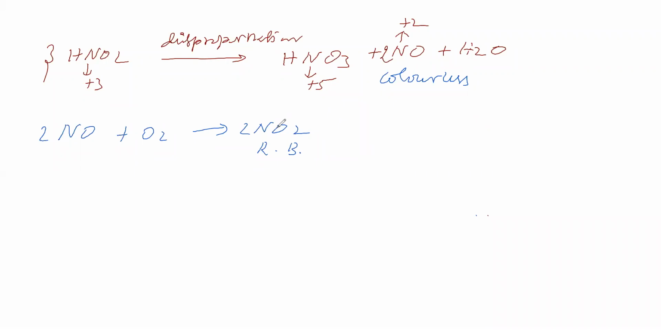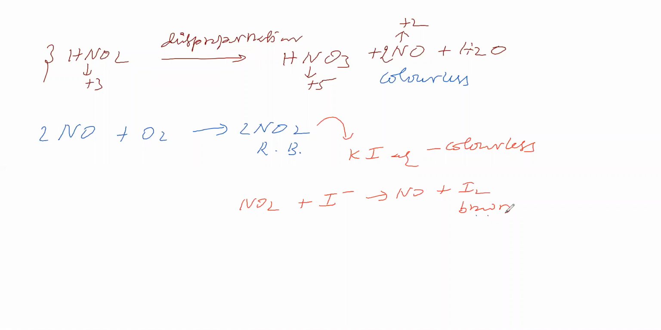Now this NO2 gas we got is passed over potassium iodide solution. Potassium iodide solution is colorless. Now what is the reaction possible? You see, NO2 plus I minus gives NO and I2. I2 is brown.